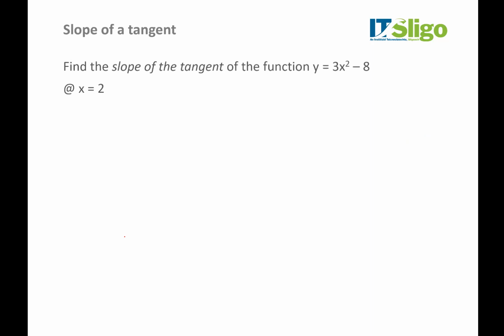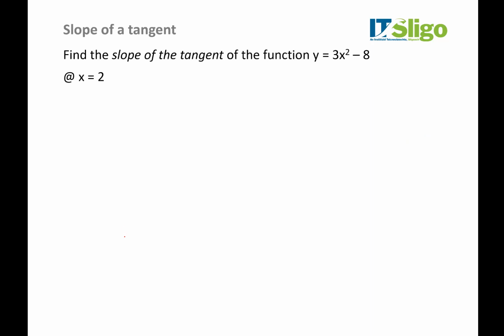So now we're just going to do the same thing, but the question has changed very slightly. Find the slope of the tangent to y is equal to 3x squared minus 8 at x is equal to 2. So we just simply get our derivative. Remember, dy dx. In this case, the 3 stays. We differentiate x squared. So dy dx is equal to 6x.